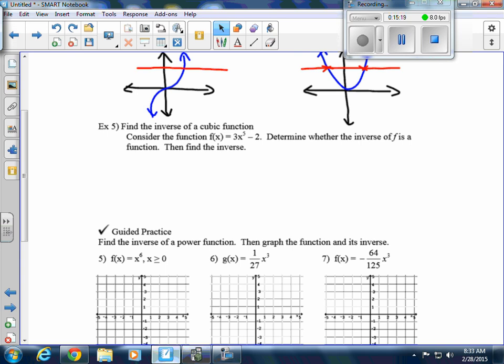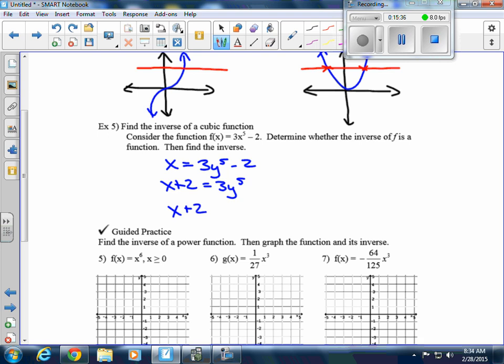So we determined that it is a function. Now find the inverse. So we're going to, again, switch the x and y. So I'm going to have x equals 3y to the fifth minus 2. Add 2 to both sides. Divide by 3. And now we're going to take the fifth root of both sides. So we're going to have the fifth root of x plus 2 over 3.